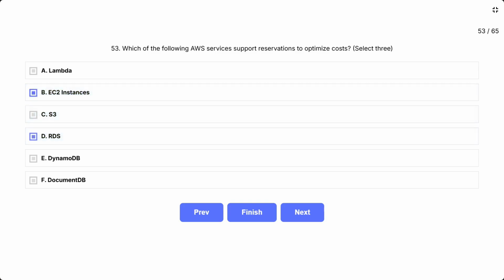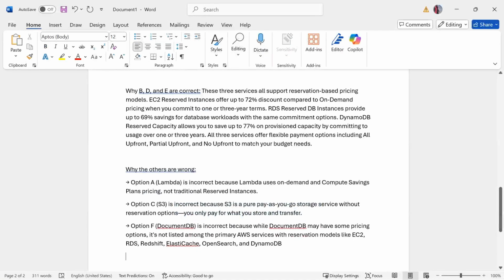Why B, D, and E are correct? These 3 services all support reservation-based pricing models. EC2 reserved instances offer up to 72% discount compared to on-demand pricing when you commit to 1 or 3-year terms. RDS reserved DB instances provide up to 69% savings for database workloads with the same commitment options.